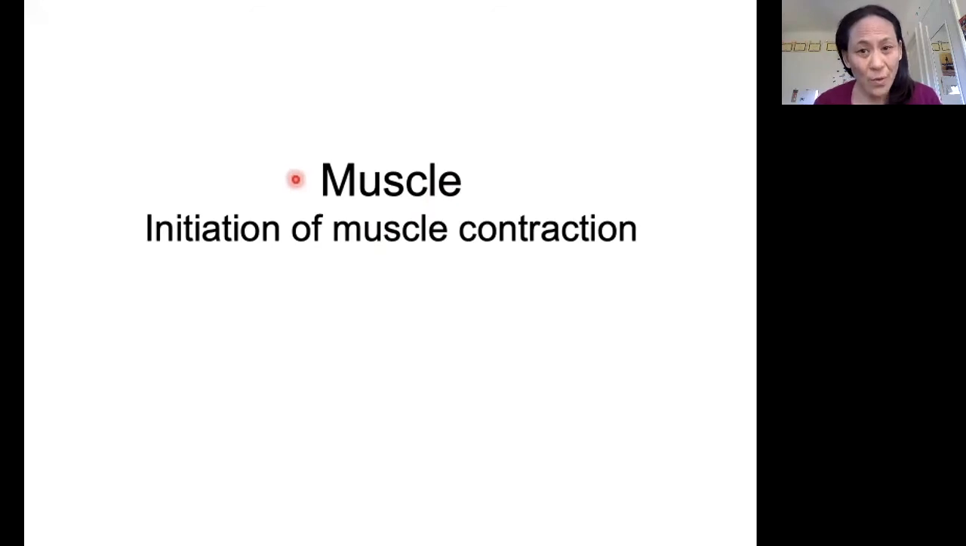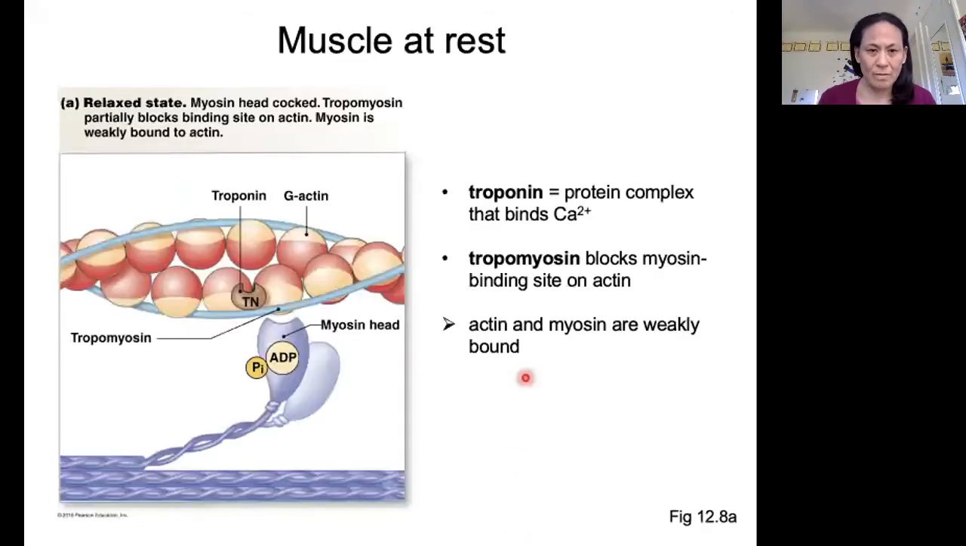In this video, we are going to be talking about initiation of muscle contraction. So, we just went over the process of excitation-contraction coupling, whereby an action potential in the motor neuron eventually, through a series of events, leads to the release of calcium into the cytosol. In this section, we're going to take a look at what happens next.